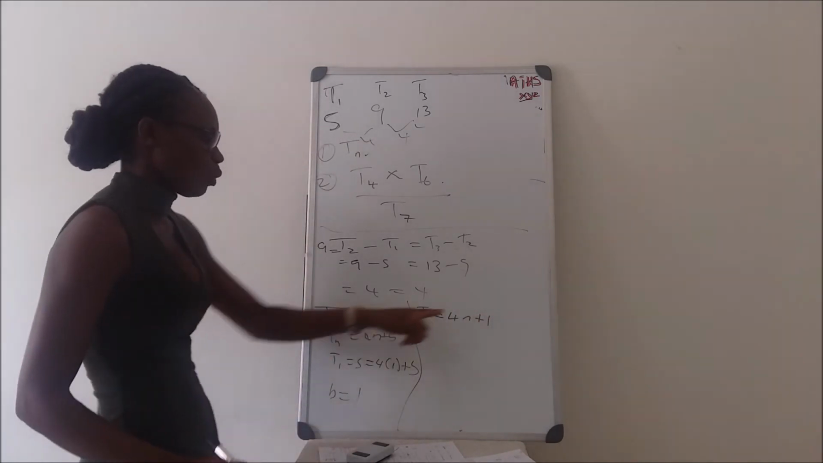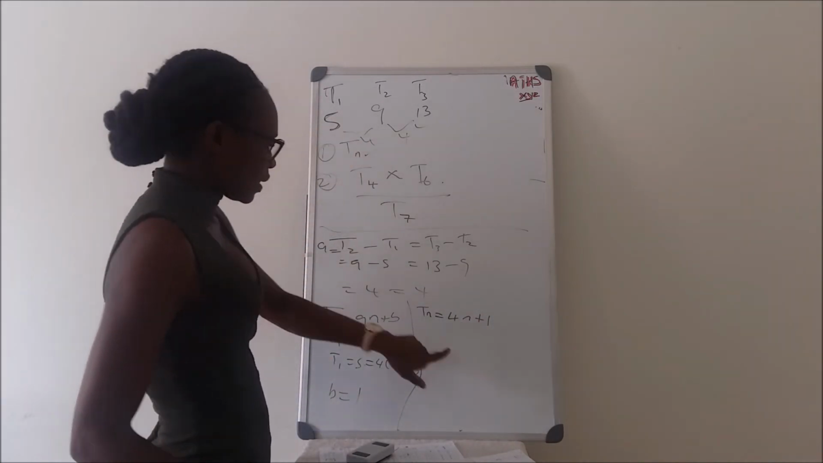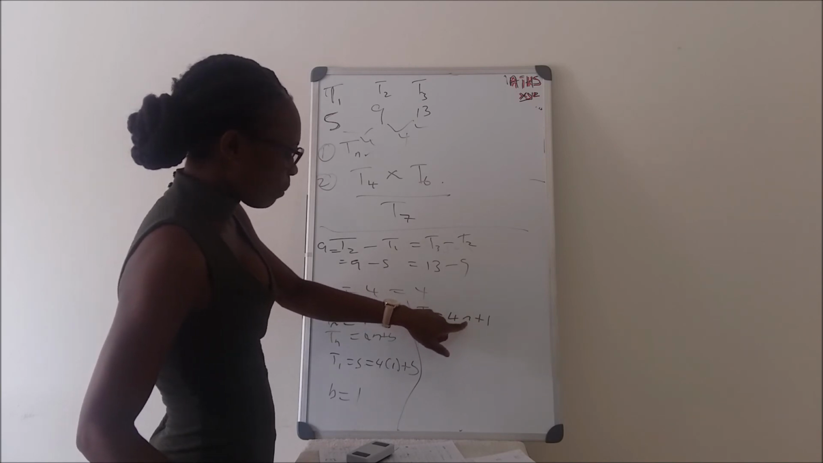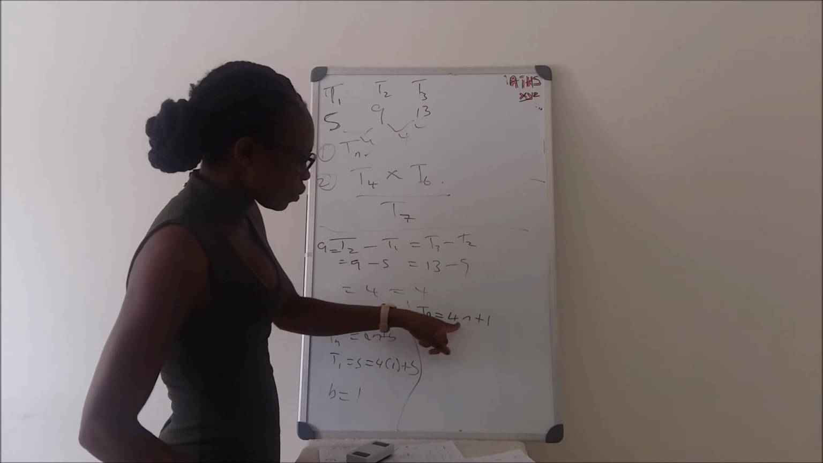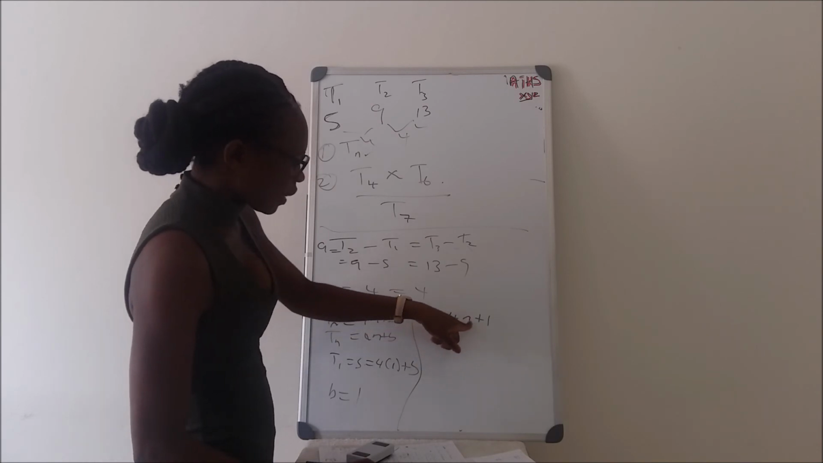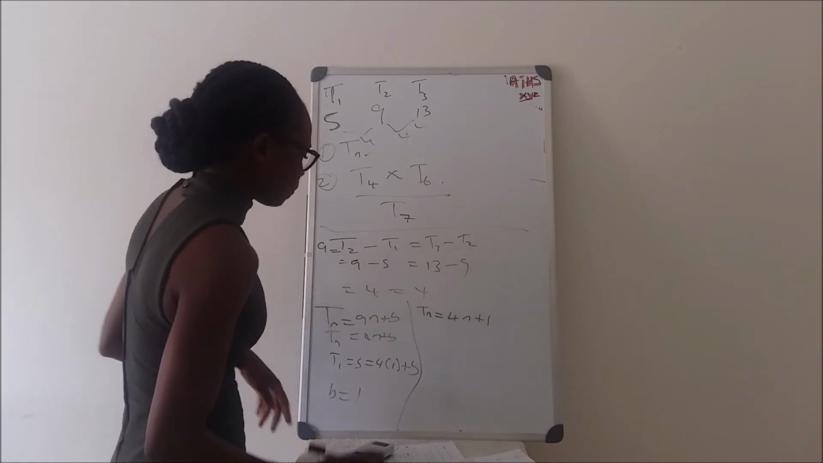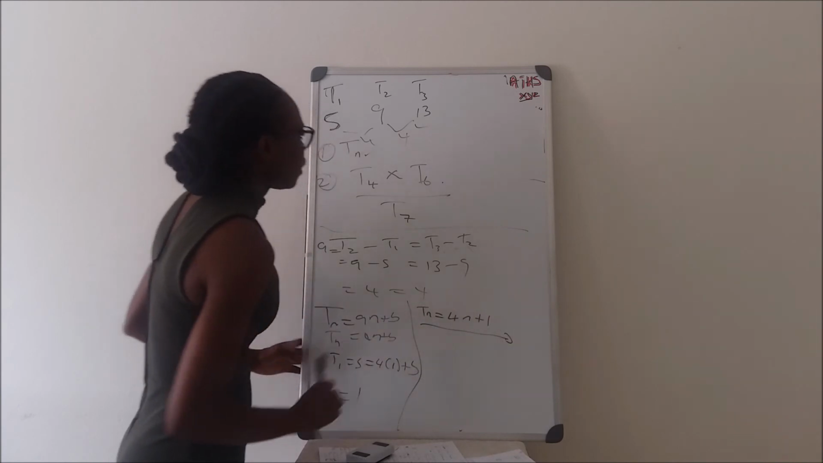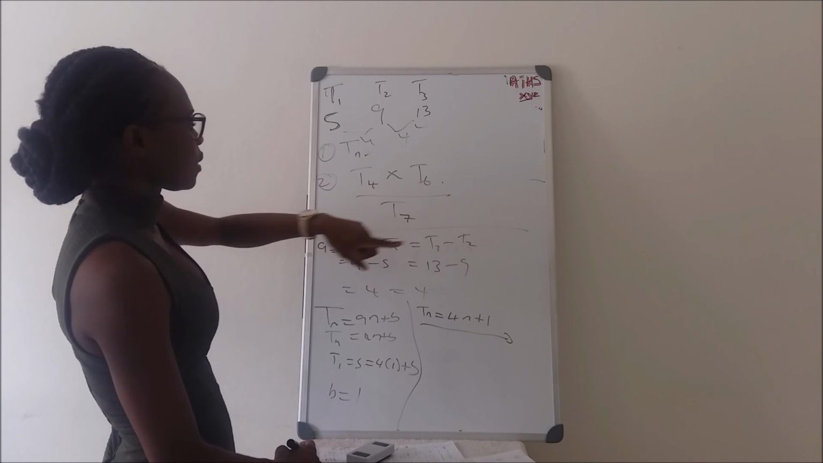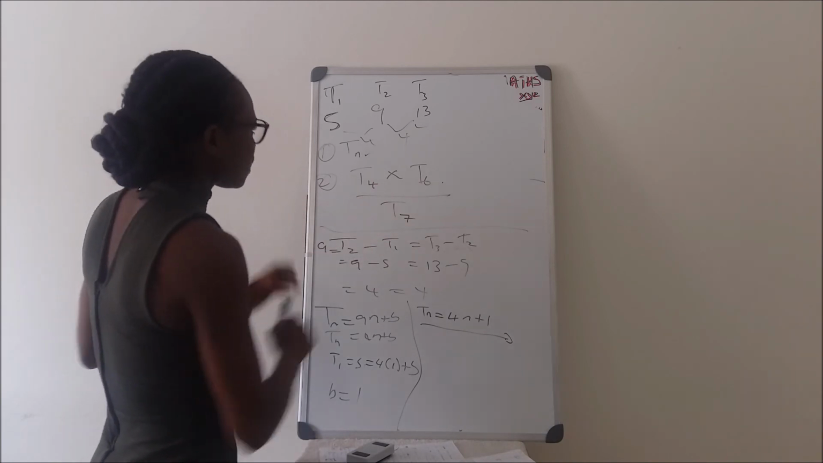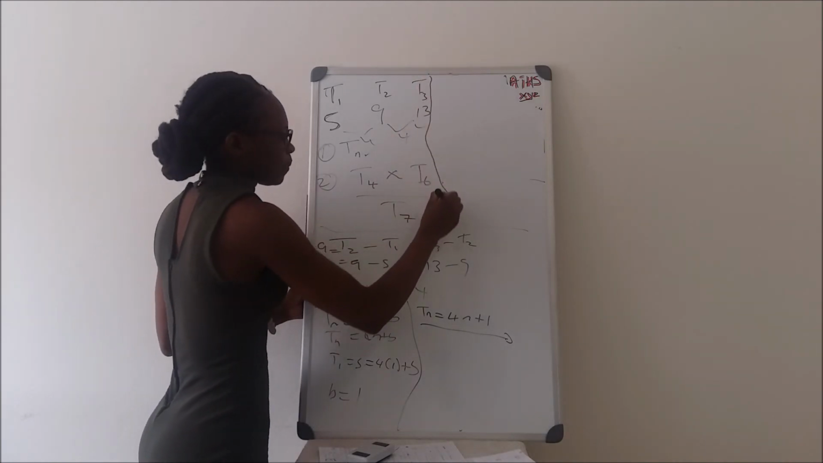To find out if the equation that we have is correct, substituting 1 there will give us 5. Substituting 2 there will be 4 by 2, 8 plus 1, which gives out 9. And substituting by 3 will be 4 by 3, 12 plus 1, which gives out 13. So it is correct. Okay, the next question says we must find T4 and T6 and T7.